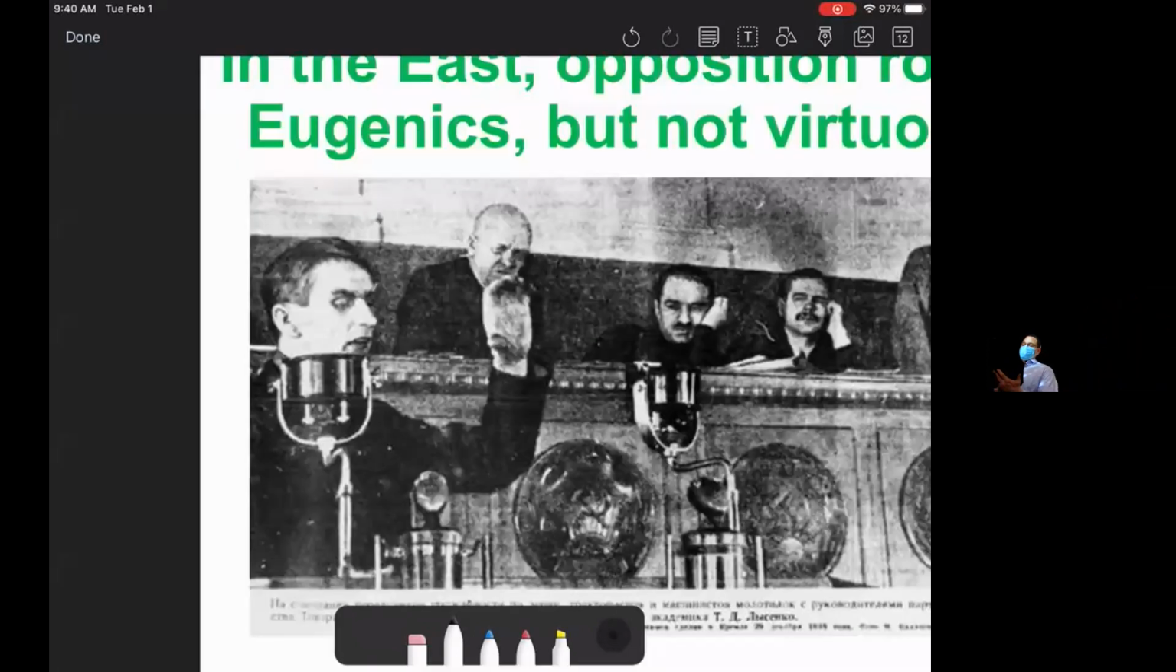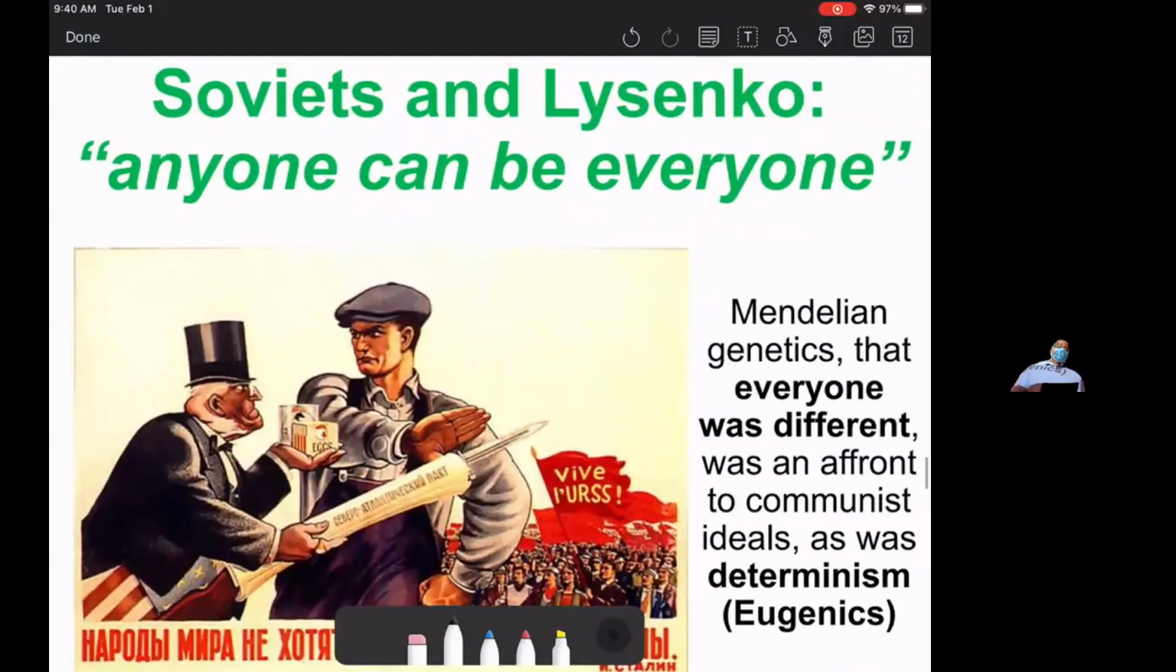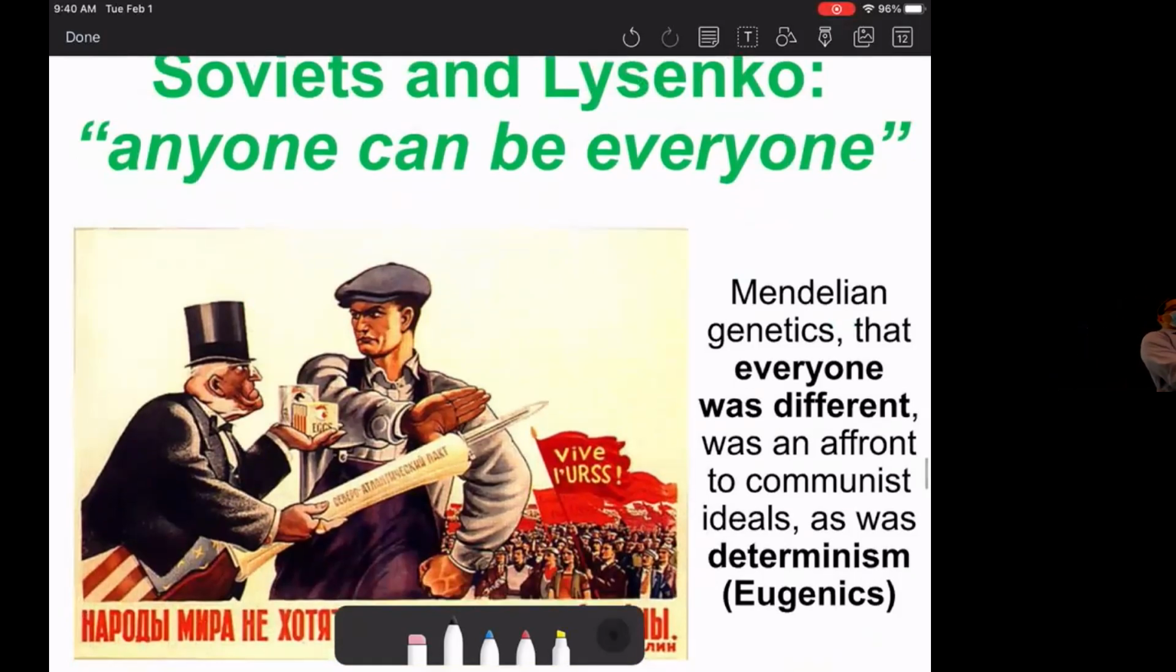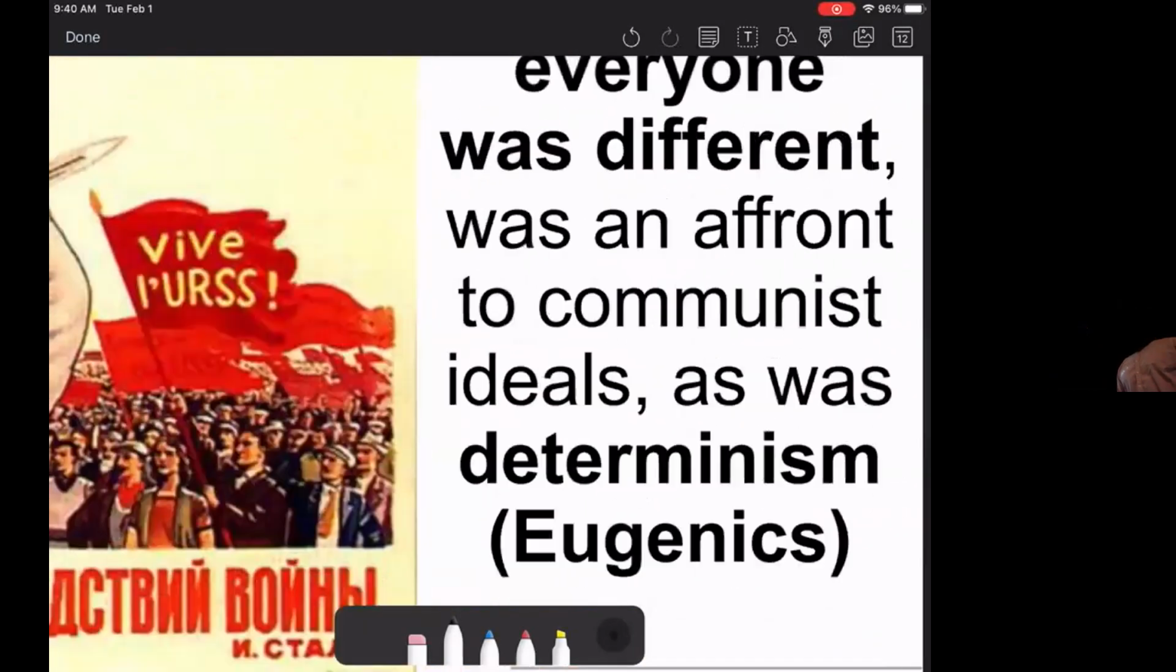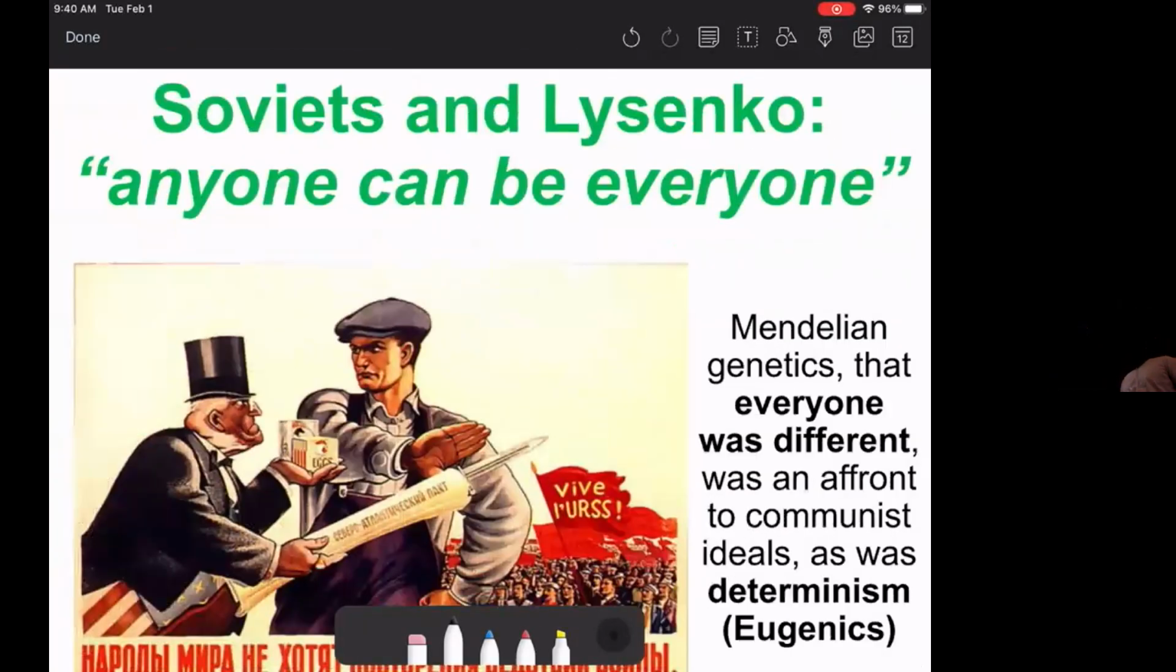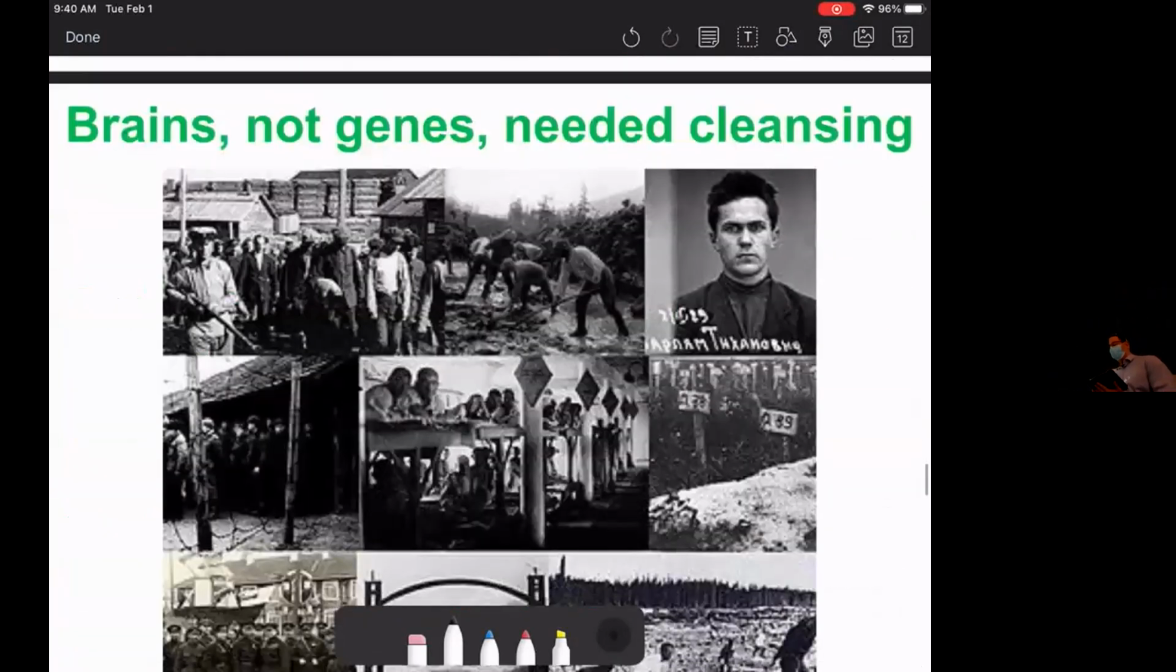Now, this was politically convenient because under communist and Soviet philosophy, even if you're bad right now, you can become a good member of the party. You're just going to have to go to some places and do some stuff. So what I'm showing you is the polar opposite of eugenics. Where you had determinism, you now had complete moldability, let's call it. An equally scary sort of idea, right?